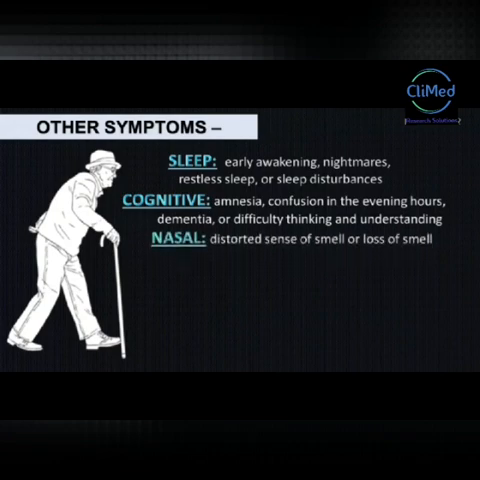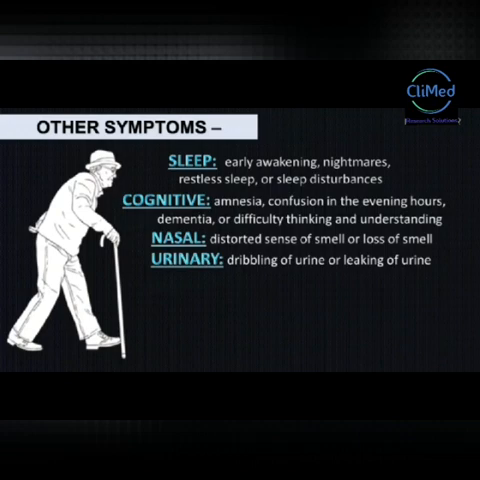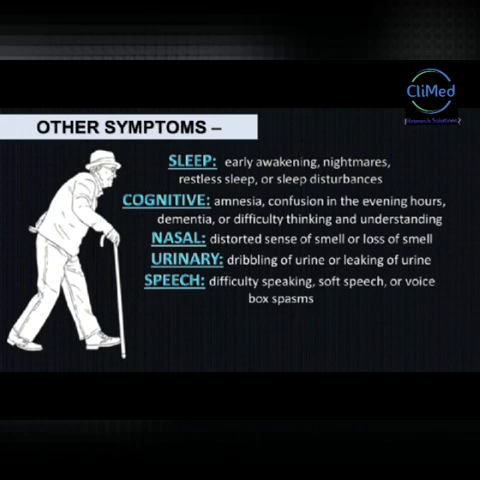They will have a distortion in the sense of smell. They will not have any control over the micturition process, where leaking of urine takes place because of abnormal muscle contractions. And as the disease also affects the voice box, because of the larynx spasm, it results in difficulty in speech or speaking.